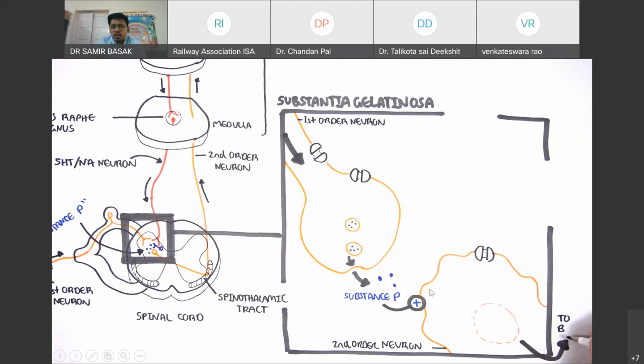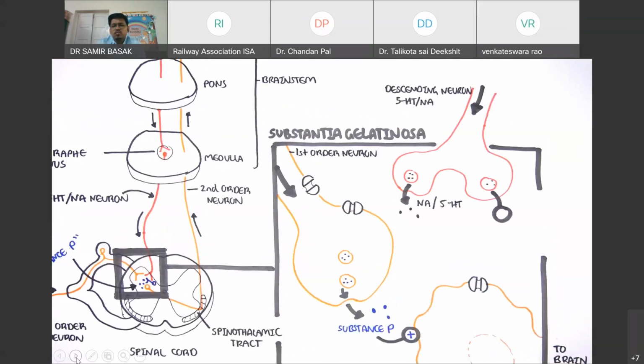There is the second order neuron. It is stimulated to carry the pain signal. But what happens? This first order neuron to second order neuron pain stimulation is not always carried freely or smoothly. There comes some inhibition. Descending inhibitory neurons release noradrenaline or serotonin. So what do these molecules do?